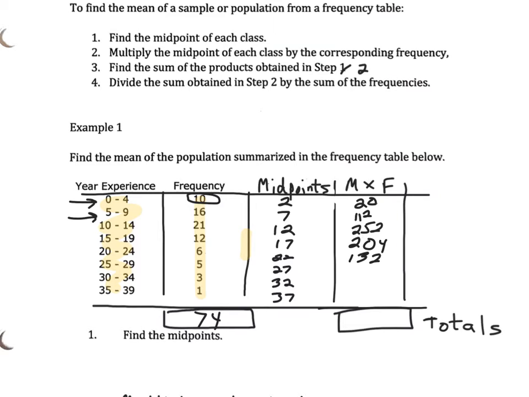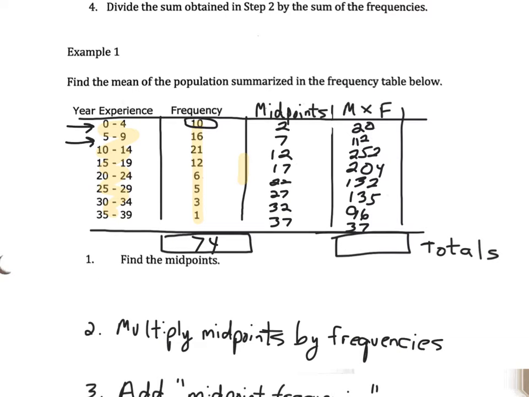527s is 135. 332s is 96, and 137, or 37, or 137 is what I'm trying to say. One teacher with, we're saying, is 37 years of experience. Okay, I will sum these values, and I'll be right back. Okay, I'm back. I got 988 for the sum of midpoints times frequencies.